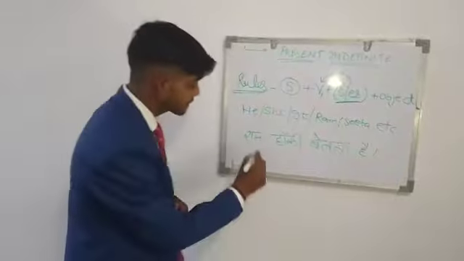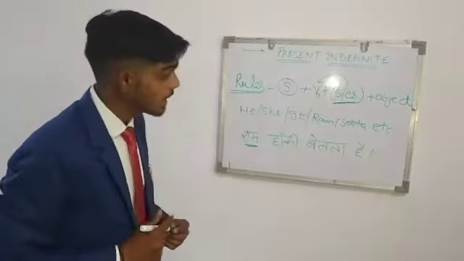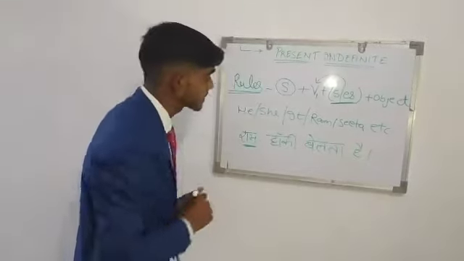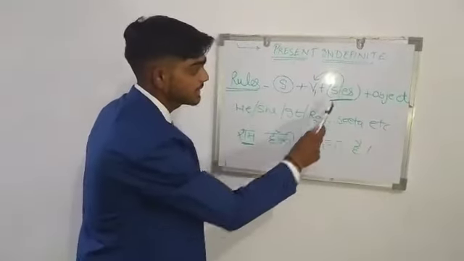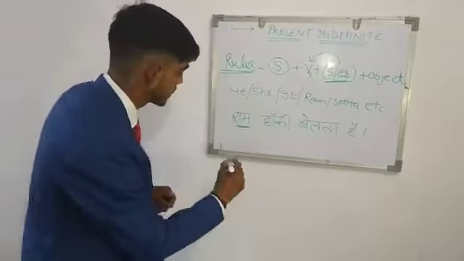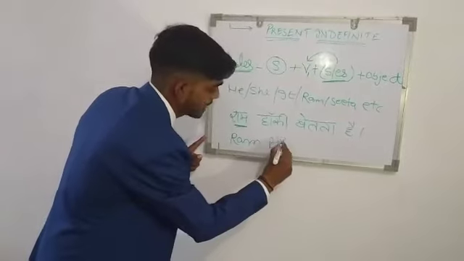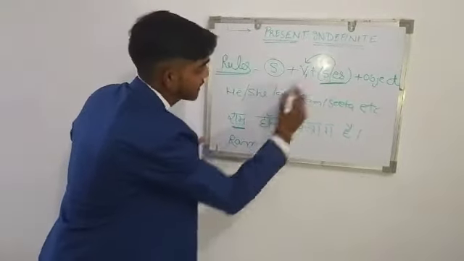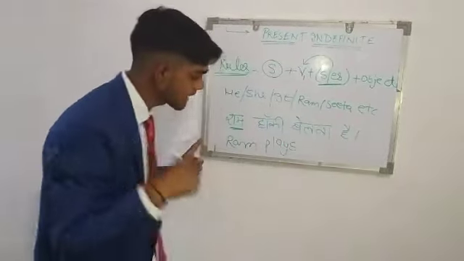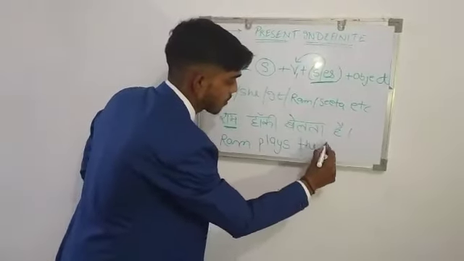Thus, in this place, this is Ram, who belongs to the singular person, and we know that with a singular person we will add s or es to the verb's first form. So we will convert it into Ram plays. Here we use s. Ram plays the hockey.